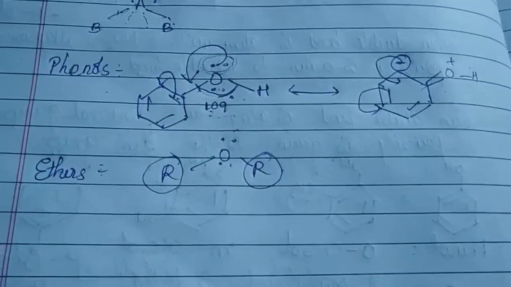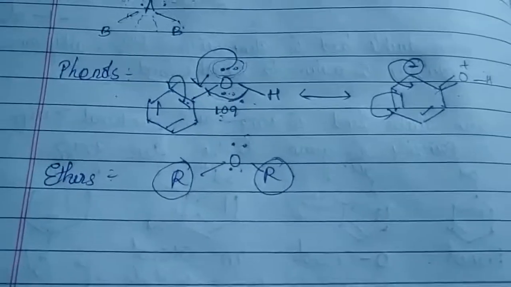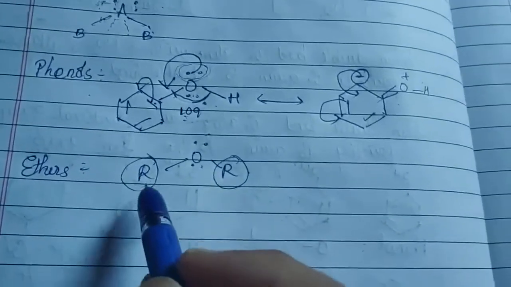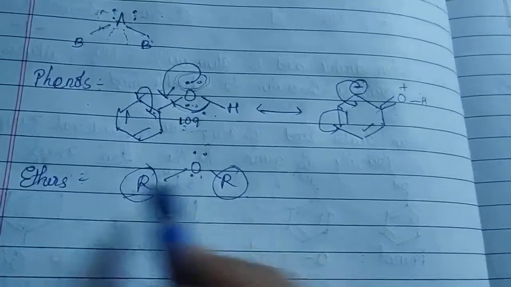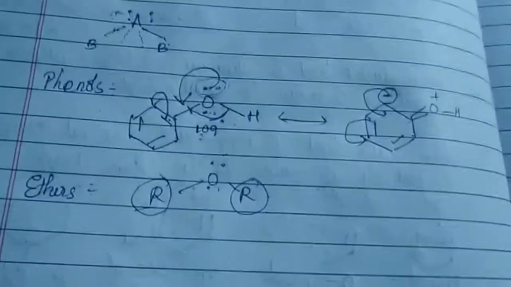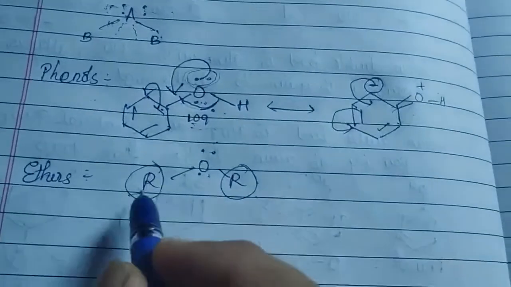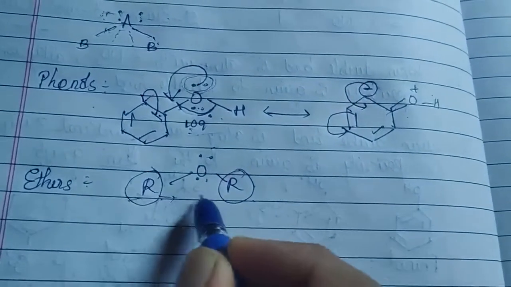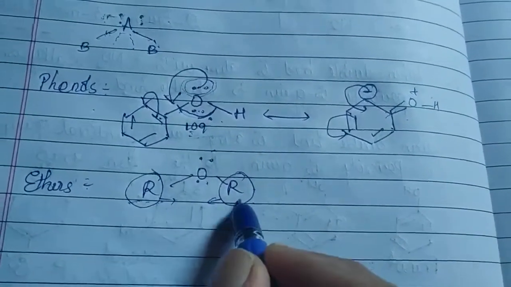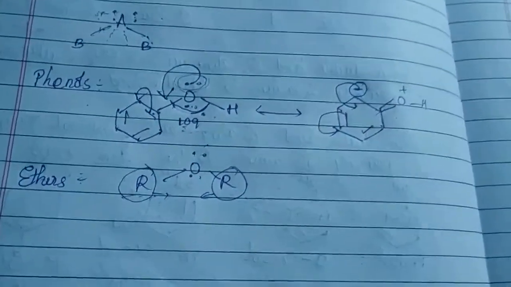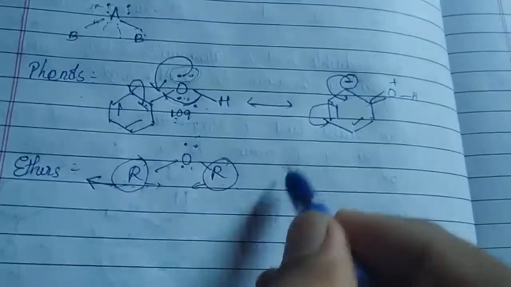We can consider them as bulkier groups. So what happens whenever two such bulkier groups are present on adjacent sides? They will try to repel each other. Because of their bulkiness or heavy molecules, they try to go away.